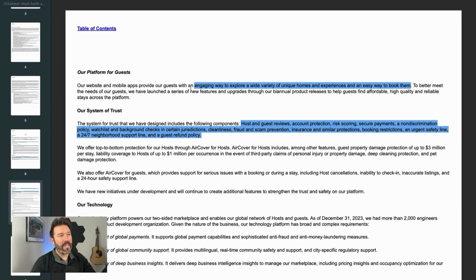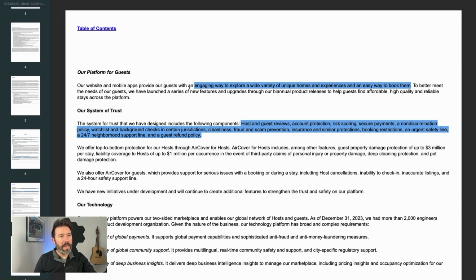And what they say is they want an engaging way to explore a wide variety of unique homes and experiences, and an easy way to book them. So that's the platform and the service that they're offering to guests. And Airbnb sits in the middle. They facilitate the experience between the host and the guest. I'll get to that just a second in their revenue recognition.